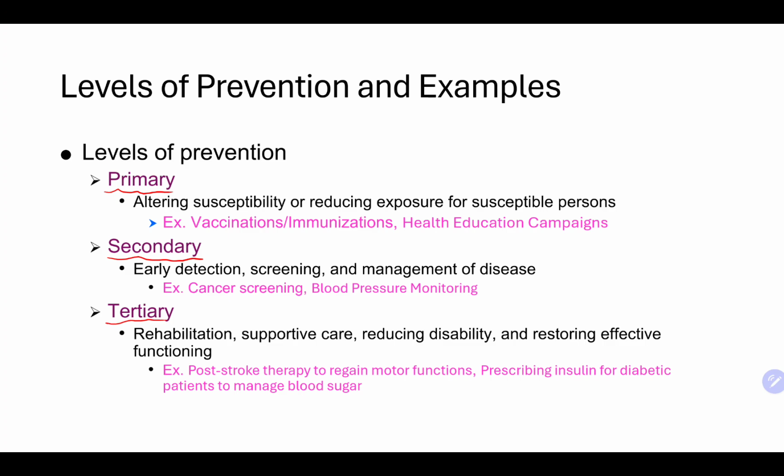Then we have secondary prevention, and that's going to encompass early detection, screening, and management of the disease. Examples would be cancer screening, or blood pressure monitoring, or a routine mammogram to detect early stage breast cancer. But it's screenings and things like that.